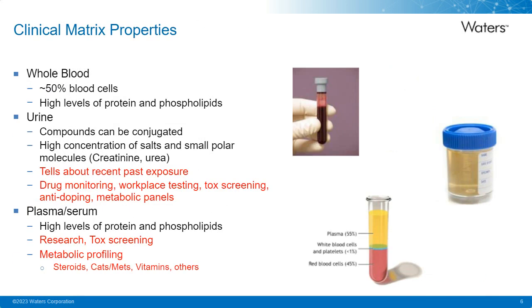So when we're talking about clinical matrices, the main ones usually are whole blood, urine, and then plasma or serum. And they each have different properties. Whole blood has a lot of blood cells, plasma and serum, a lot of protein and phospholipids as well. And in urine, we don't have as many proteins, but compounds can be conjugated. And there's a high concentration of salts and small polar compounds as well.